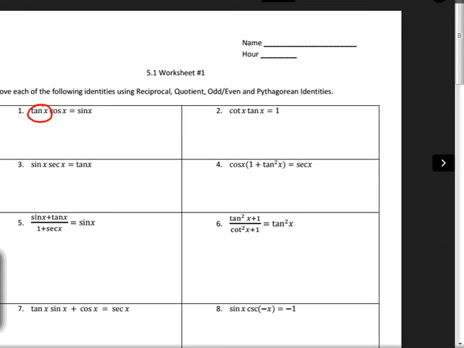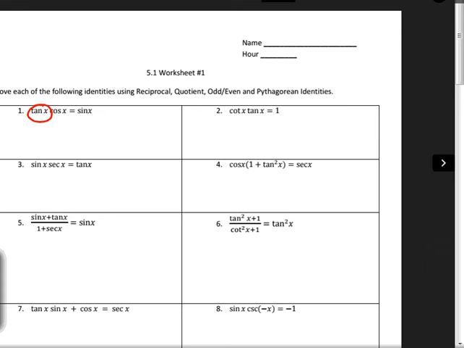Wasn't there quite a few things that were equal to tangent, like 1 over cotangent? Or what's tangent again? What over what? Sine over cosine. Ooh, that one looks like a good idea. You see what I'm saying? You can think of all the things a tangent could be.